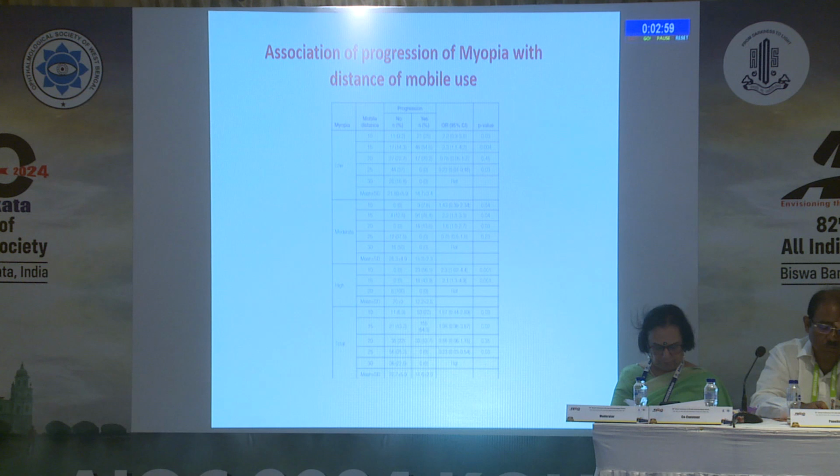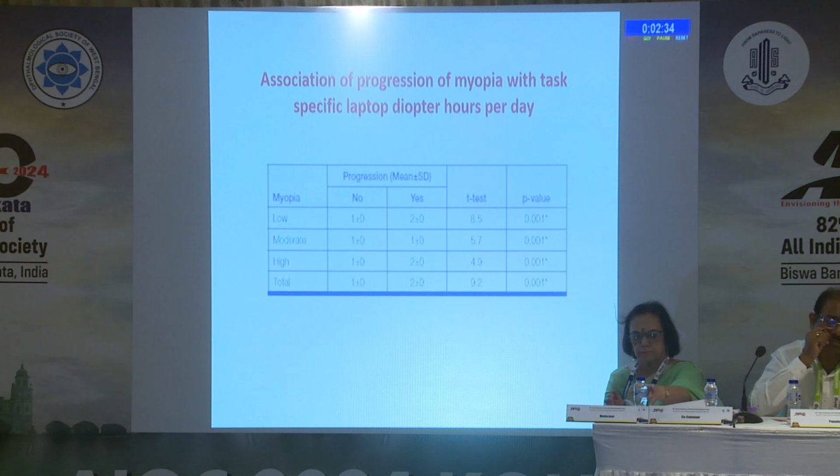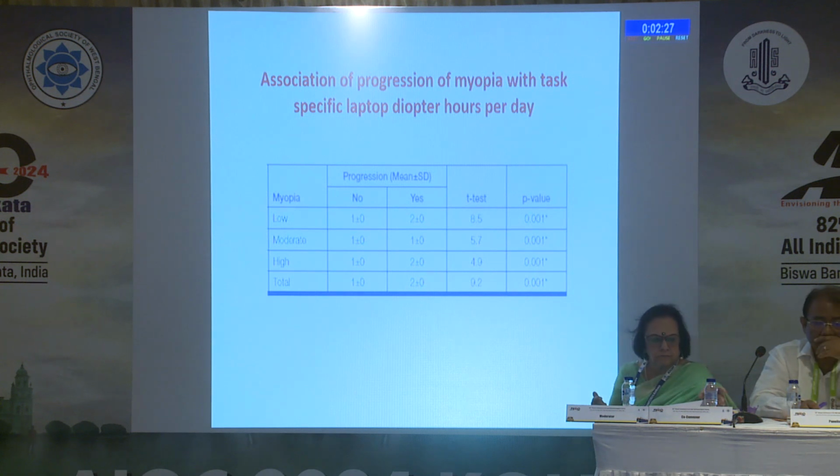The association of progression with the distance of mobile use was also studied by taking a questionnaire on how they are using it and at what distance, because in the COVID period most of the time it is over the bed, and all of us, not only the younger people, are using the mobile very close to our eyes. The association of progression of myopia with the task specific laptop diopters per hour was also calculated in the younger generation, those who were preparing for NEET or doing their work from home.